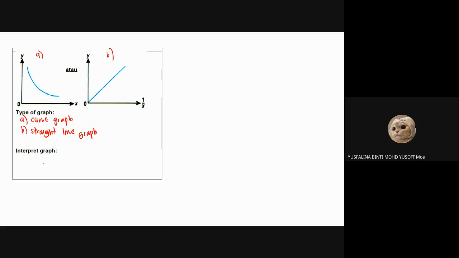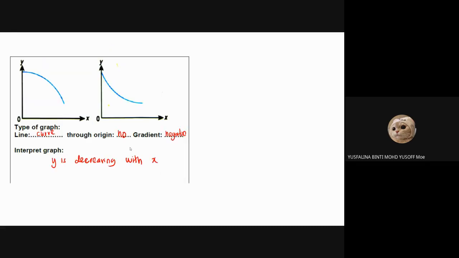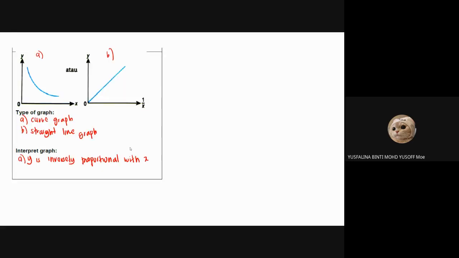Okay, and then how do we interpret the graph? For A, y is inversely proportional with x. So it's different from this one. For this one, because it intercepts the y-axis, we call it y is decreasing with x. But for this one, because it doesn't intercept the y-axis, y is inversely proportional with x.